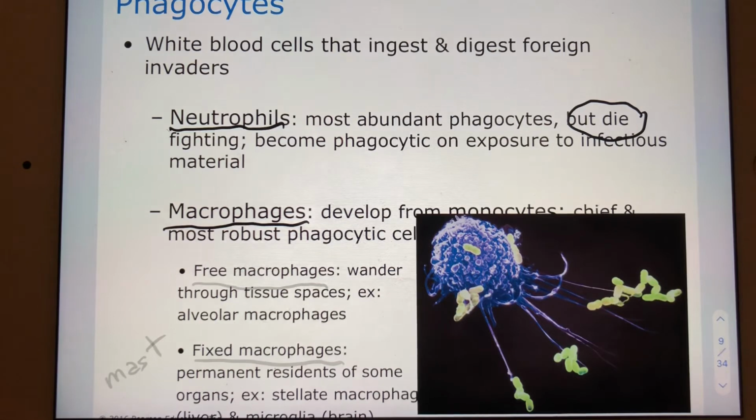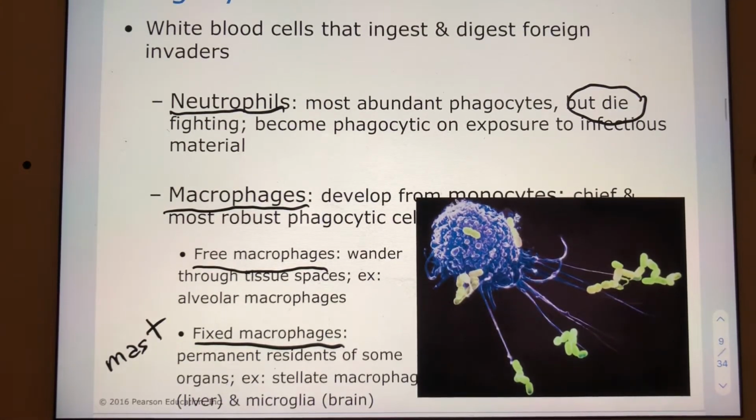And often when we talk about macrophages, we imagine free macrophages, those that would wander through tissues and really through extracellular space. But there are also some macrophages that are fixed within certain tissues or fixed within certain organs. Examples include mast cells, like the mast of a ship, which are fixed in connective tissues. Stellate macrophages are fixed in the liver. Microglia are macrophages that are fixed in the brain, so on and so forth.